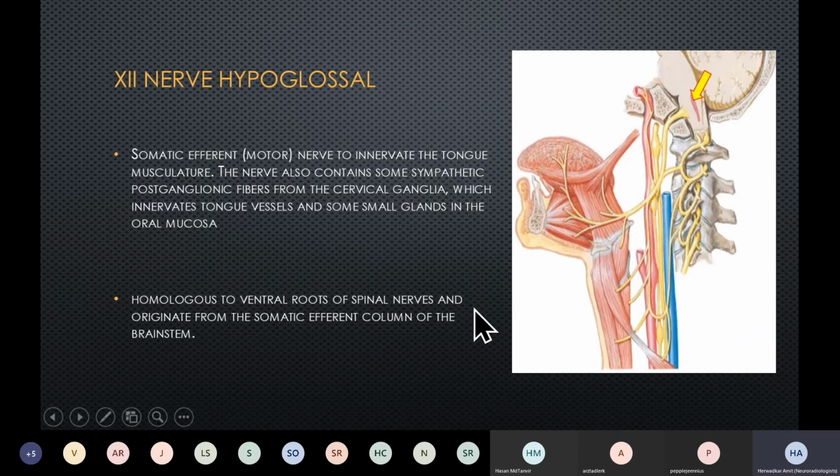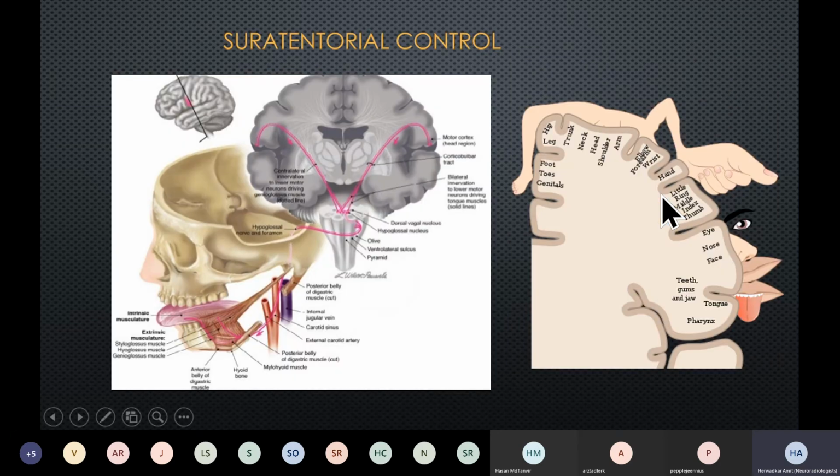And it's very much like the ventral roots of the spinal nerve. So when we looked at the basic anatomy of the spinal cord, and we'll do this again when we discuss the spinal cord anatomy, we have the ventral root and the dorsal root. The ventral roots are the motor roots, and this is what they are. It's very much homologous to the ventral roots of the spinal nerves.